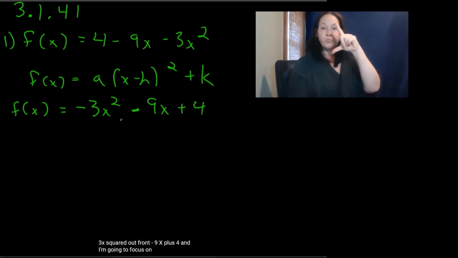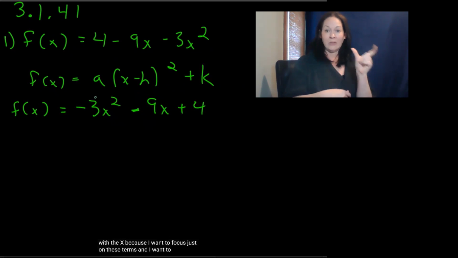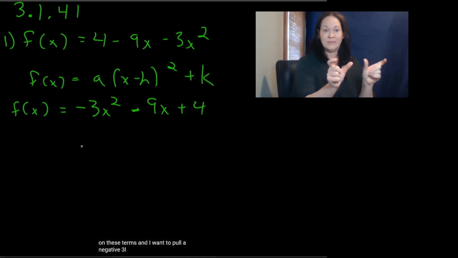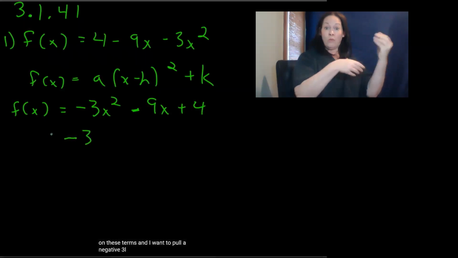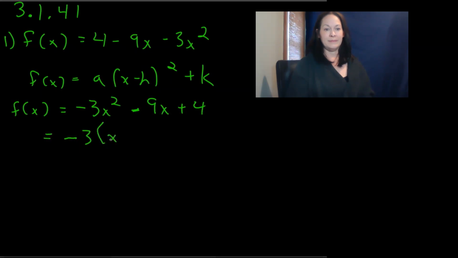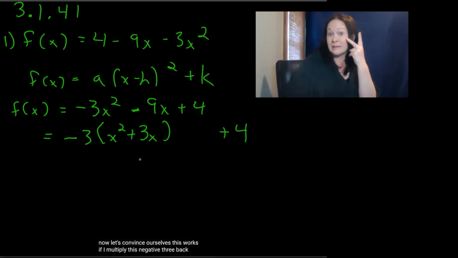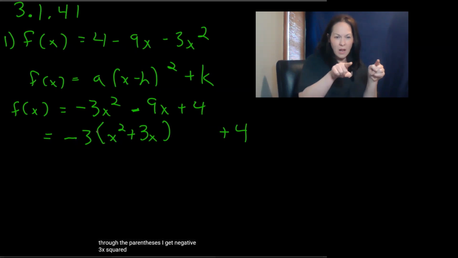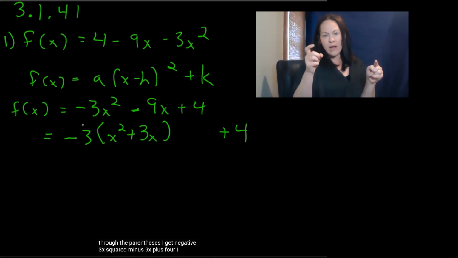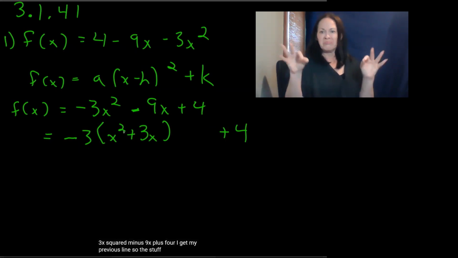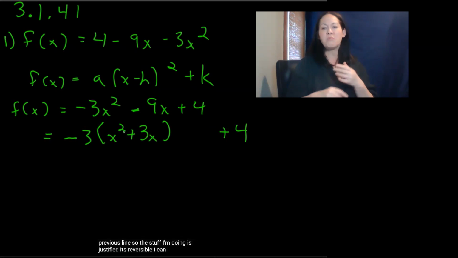And I'm going to focus on just the terms with the x, and I want to pull a negative 3 out. Give some space over to the 4 so I can work here. Now, let's convince ourselves this works. If I multiply this negative 3 back through the parentheses, I get negative 3x squared minus 9x plus 4. I get my previous line. So the step I'm doing is justified. It's reversible. I can get to where I started from.